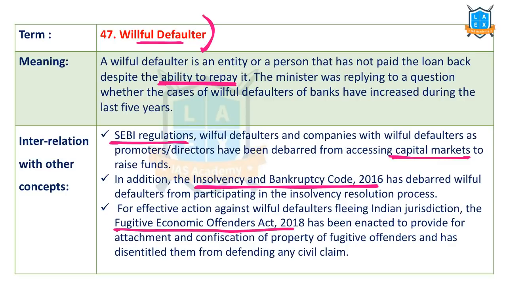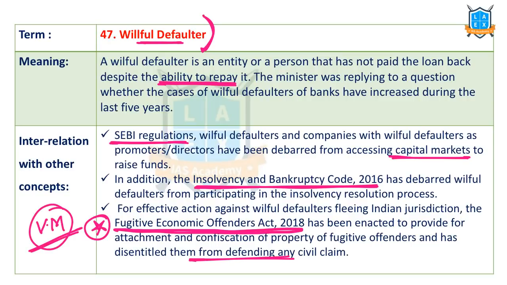And there is an act called the Fugitive Economic Offenders Act. Under this, if a willful defaulter crosses India and reaches another country and is not willing to come back, the person is declared a fugitive economic offender and his property can be confiscated. Vijay Mallya is the first person declared a fugitive economic offender under this act. After that, Nirav Modi was declared a fugitive economic offender. Right? Willful defaulter. This problem is increasing.